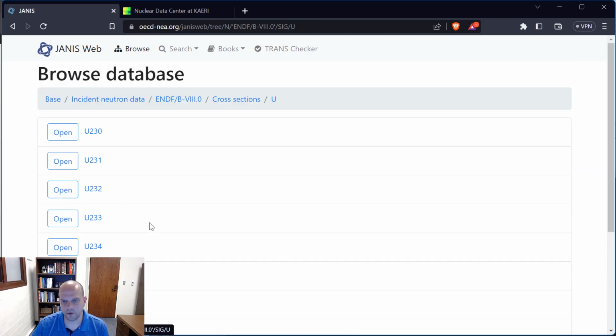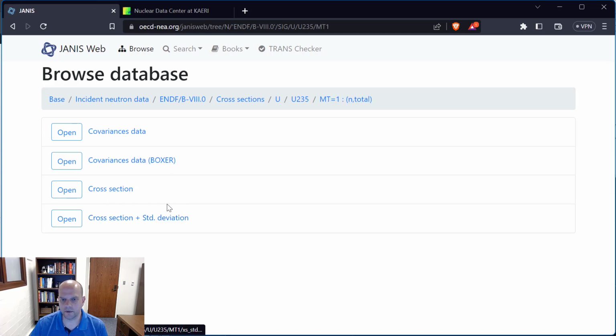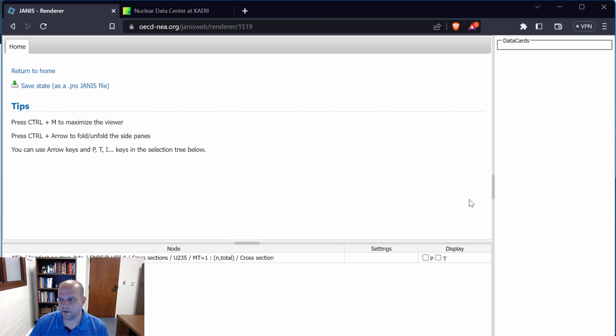And now I'm going to be able to choose my isotope here, uranium-235. And I want to know the total cross-section. So I'll click on this one, and then I'll click on cross-section. I need to click on this icon here, this open. And I don't have anything shown here, but I haven't selected whether to give it a plot.